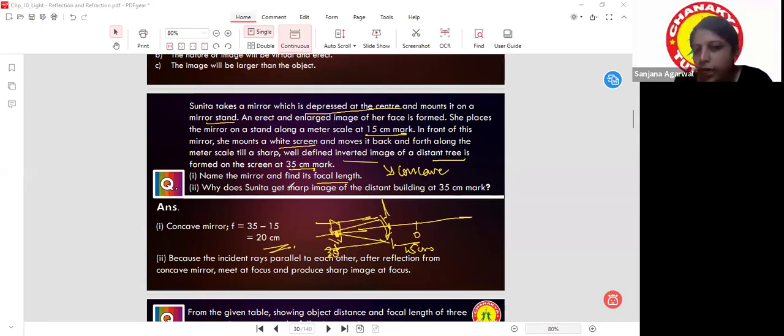Got it? Next, why does Sunita get a sharp image of the distant building at the 35 centimeter mark? Because incident rays are parallel to each other. After reflection from the concave mirror, they meet at the focus. This is a property of a concave mirror. And they produce the sharpest image at the focus only. So this you have to check by moving your screen, and you will get it at a particular point.